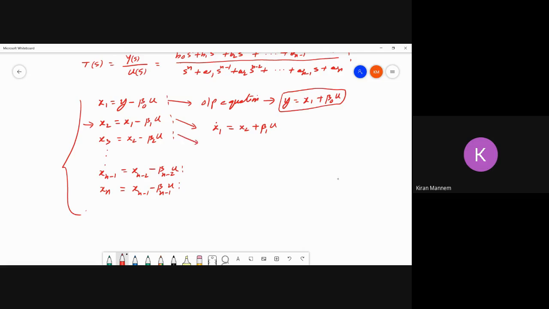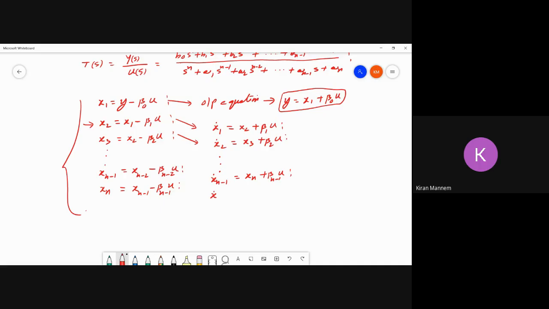Similarly, I'll get x2 dot would be x3 plus beta 2 into u. So I'll write the last equation. X dot n minus 1 would be xn plus beta n minus 1 into u, right? This is yours. Now what's the last one?